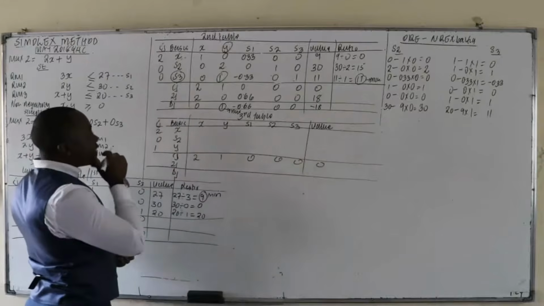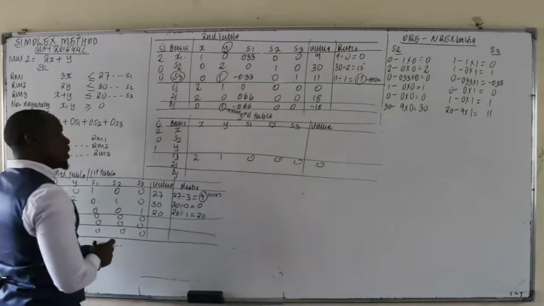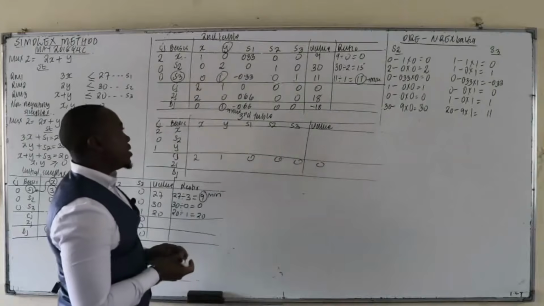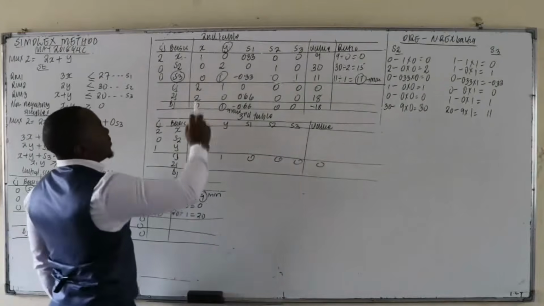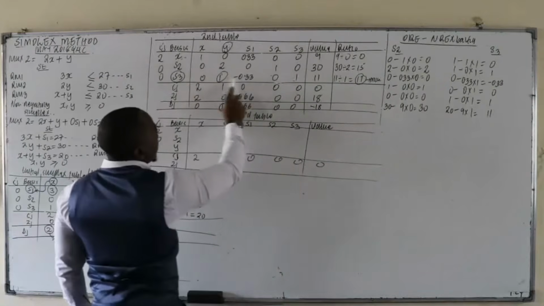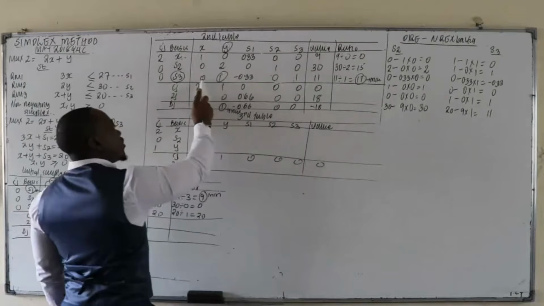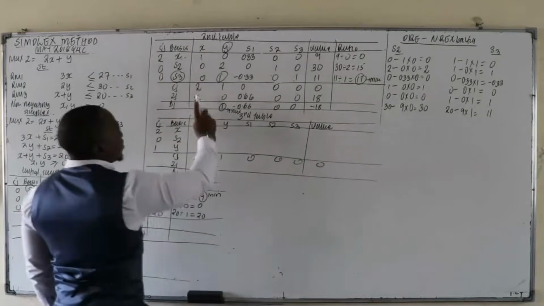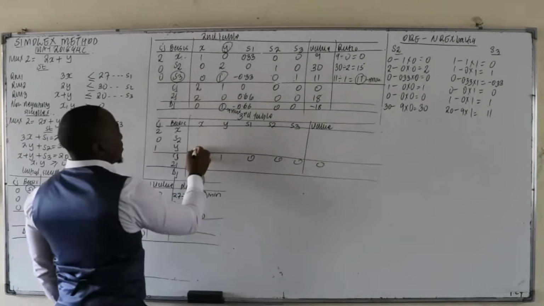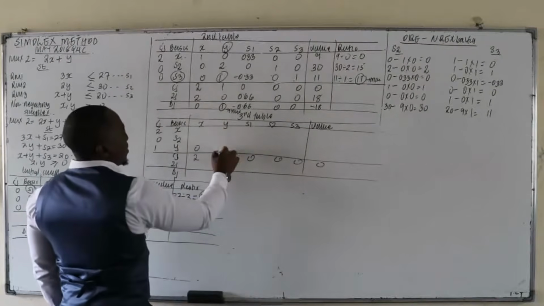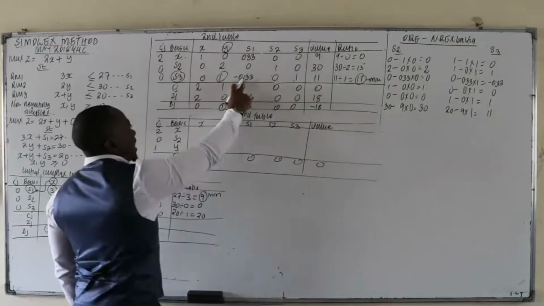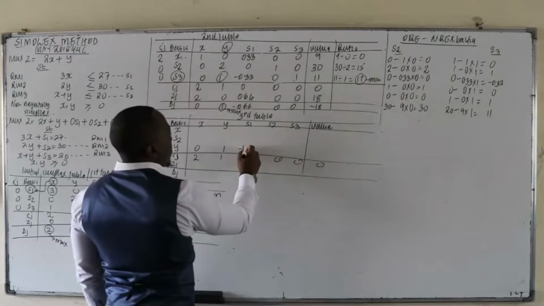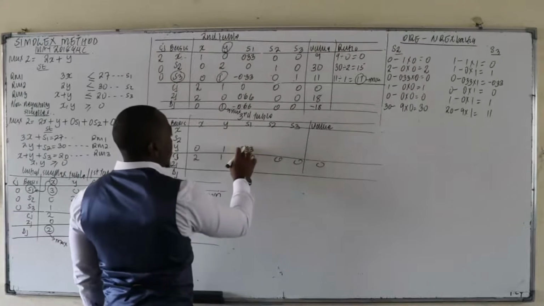Now we need to get the new row element. How do you get the new row element? You take the pivot, the meeting point between the maximum and the minimum. The pivot is on the third column. So you change all those members of the row by dividing them by the pivot. So it will be 0 divided by 1, you get 0. 1 divided by 1, you get 1. Negative 0.33 divided by 1, you get negative 0.33.